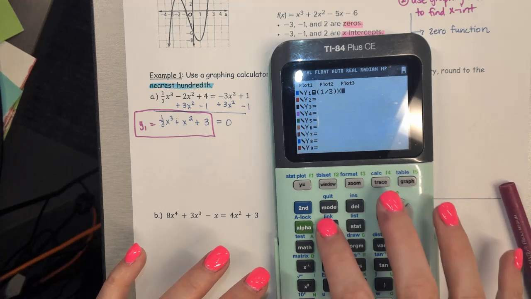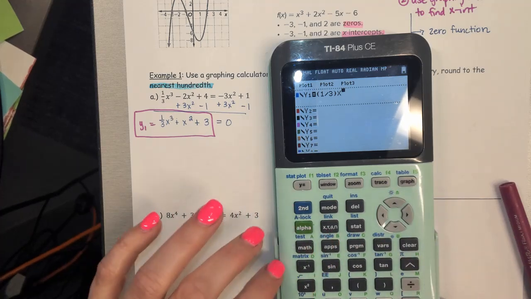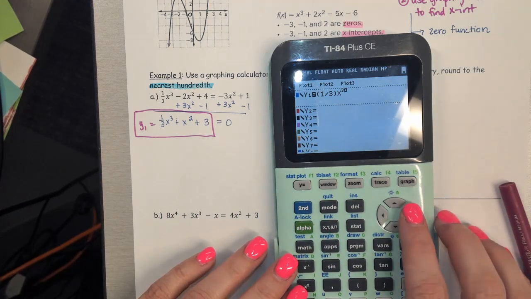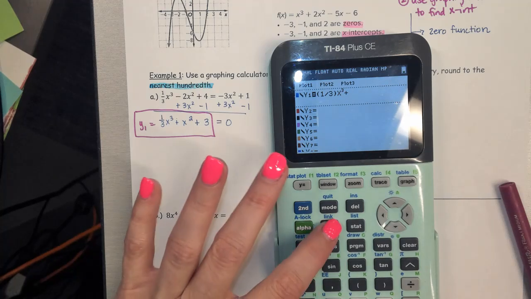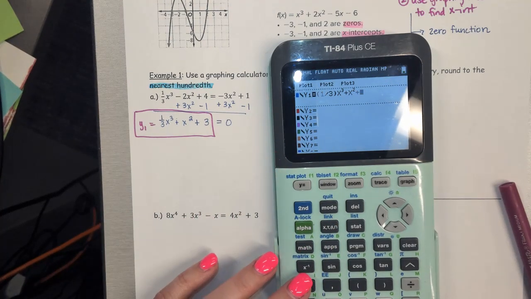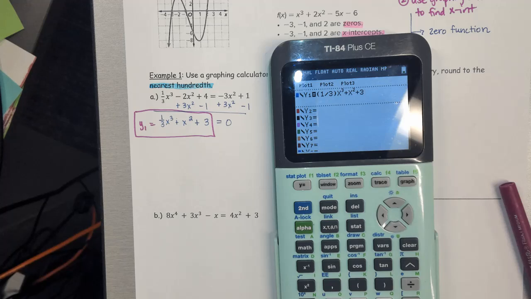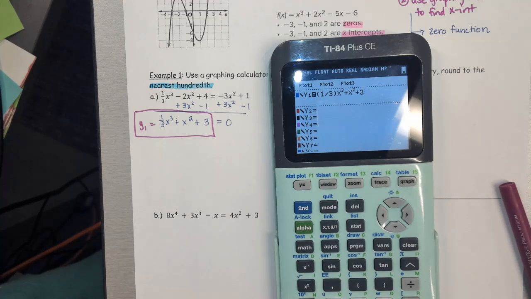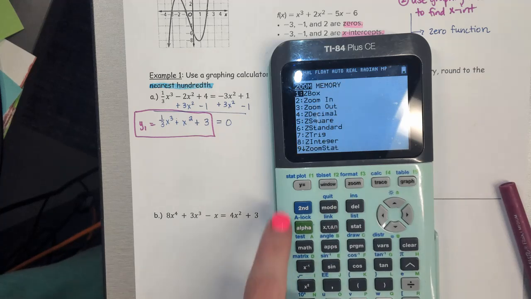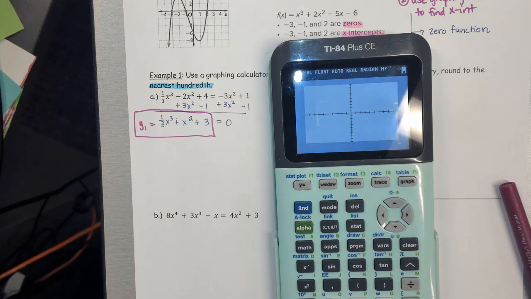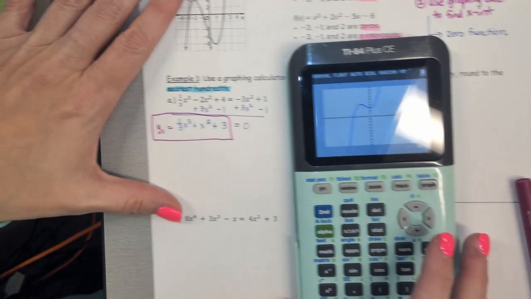Okay, so you have 1/3 x to the third plus x squared plus 3. Okay, and then remember, whenever you want to go to a standard graph, you can just go to zoom 6. That gets you your standard graph, and that should be all you need in order to see the intercept, but you might have to adjust the x's if you can't see where it crosses.